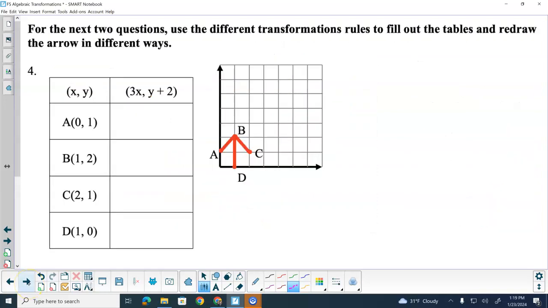Okay? All right. Let's talk number 4. This is on the back side of your note sheet. Here is our rule. Chloe, we're up to you. What are we going to do with our x's?